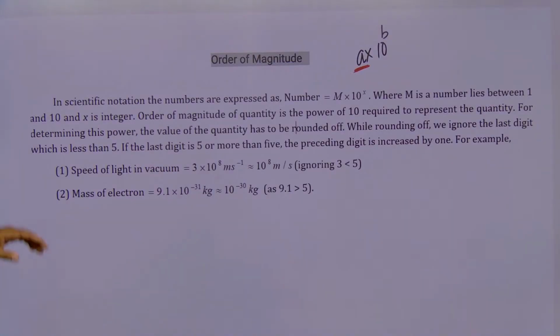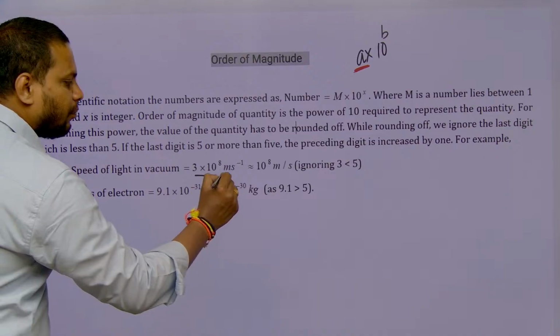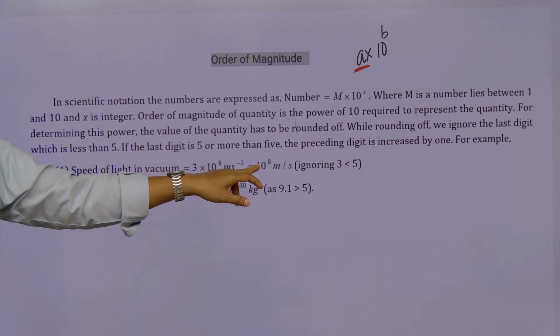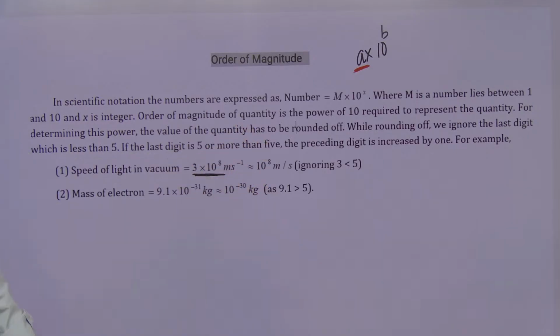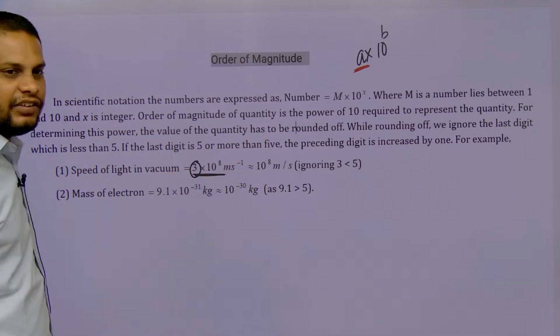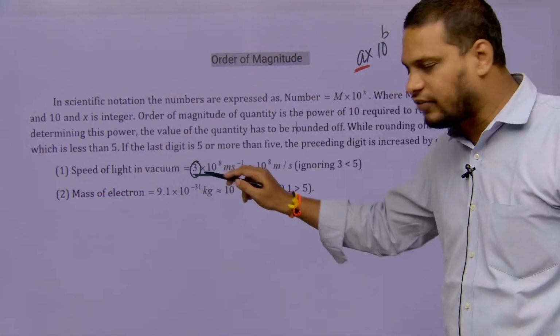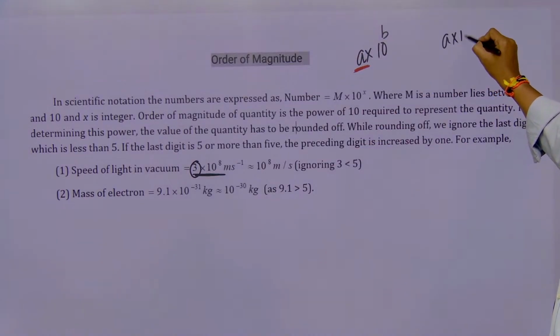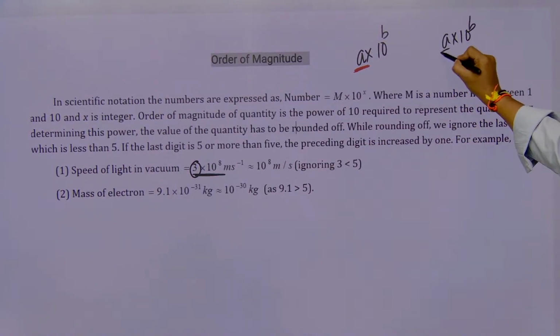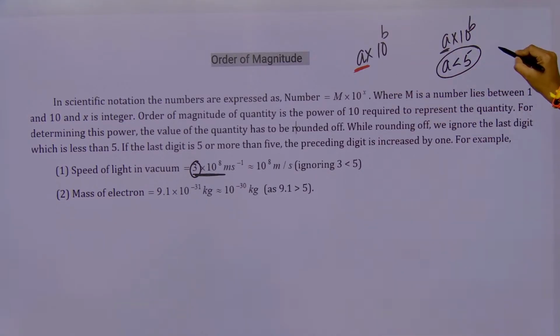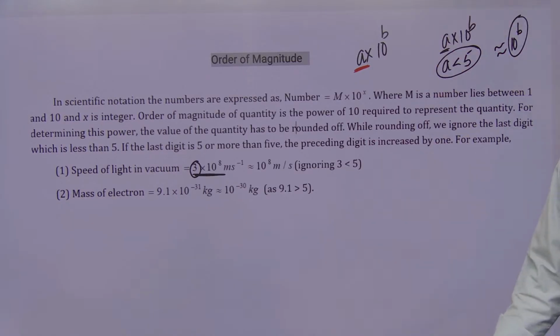Now suppose we have a value 3 into 10 to the power of 8. This can be approximately written as 10 to the power of 8 in the scientific notation. Why? Because here 3 is there, right? This 3 is less than 5. If this A value is less than 5, then you can write the final answer as approximately 10 to the power of B.